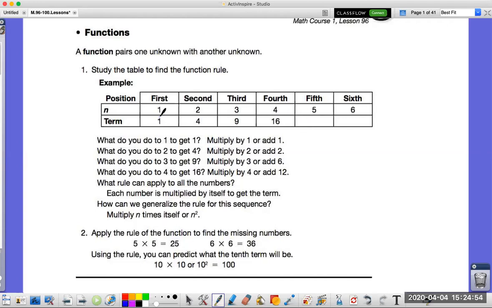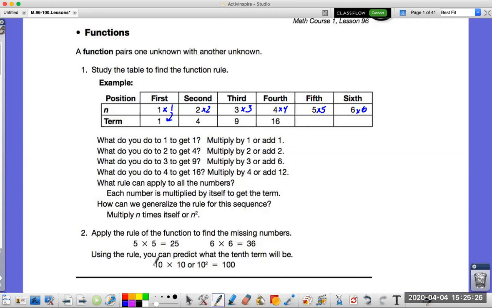As you can see here, it was 1 times 1. Here it was 2 times 2, 3 times 3. If you were to multiply each of these by themselves, you see that it'll equal the term down below. This one was 4 times 4. This one is 5 times 5. So applying the rule of the function, you can find the missing number. The rule of the function was multiply the number by itself.